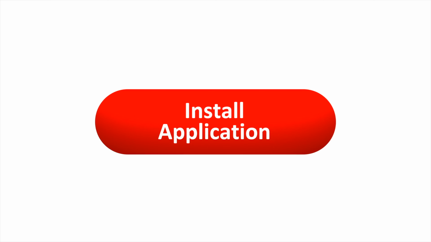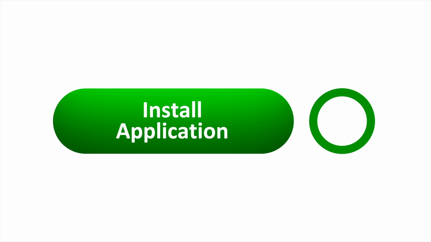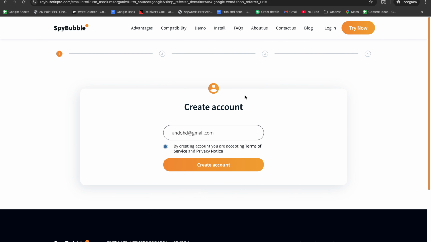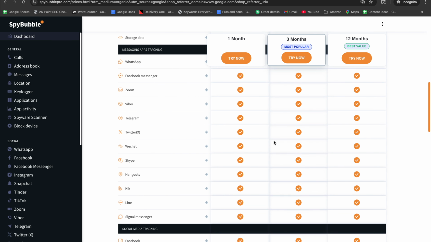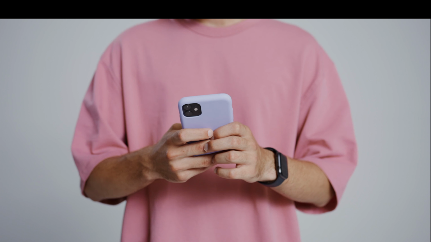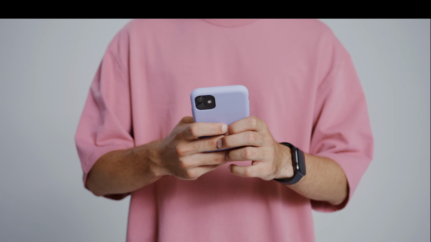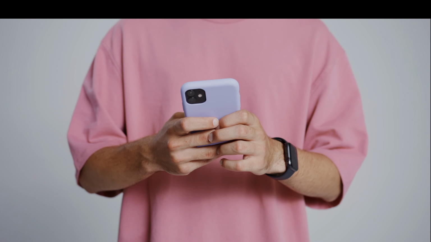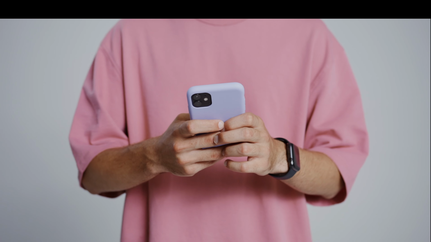Now, let's talk about installation. Setting up SpyBubble Pro on an Android device is quite straightforward. You start by creating an account on their website and choosing a subscription plan. Then, you download the app onto the target device, enable installations from unknown sources, and grant the required permissions. Once that's done, the app becomes completely invisible and starts collecting data immediately.